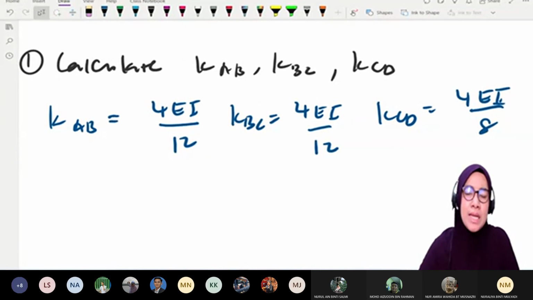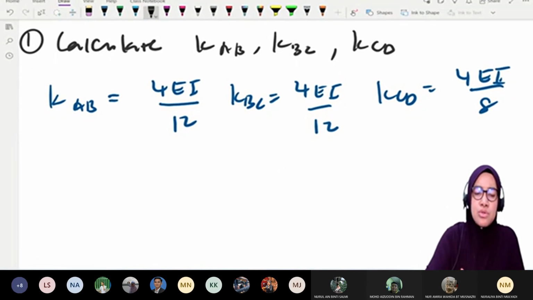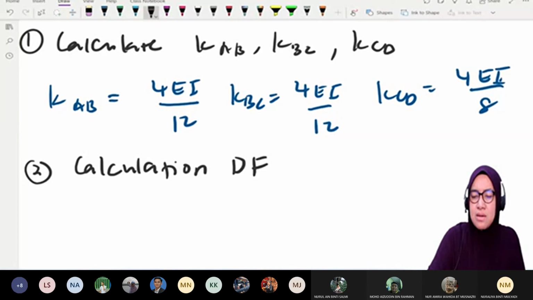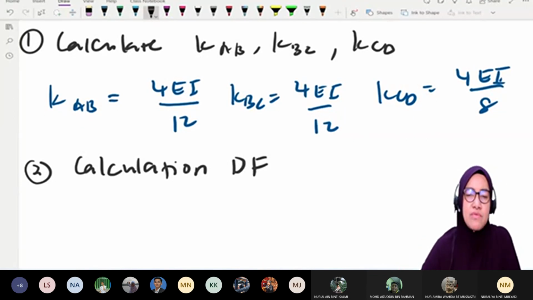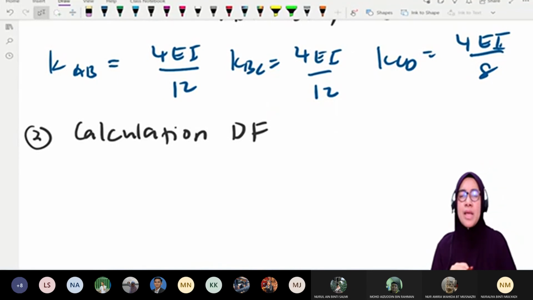This is how we calculate K, the stiffness factor. And then the next step is to calculate the distribution factor. Distribution factor, okay, A and D because both are fixed. The number of distribution factors must equal the number of member end moments.